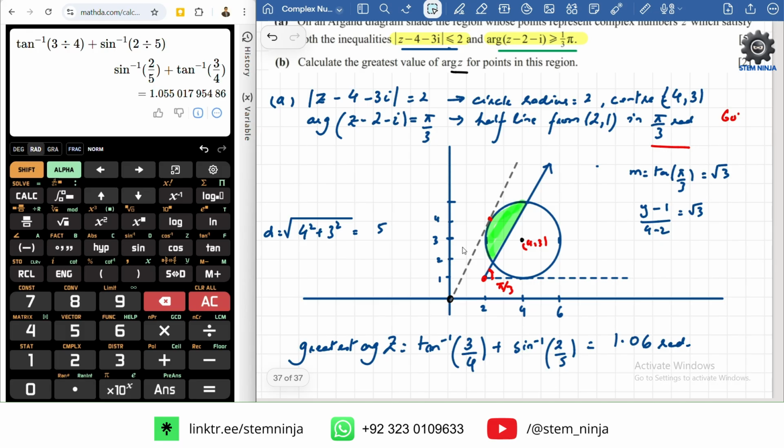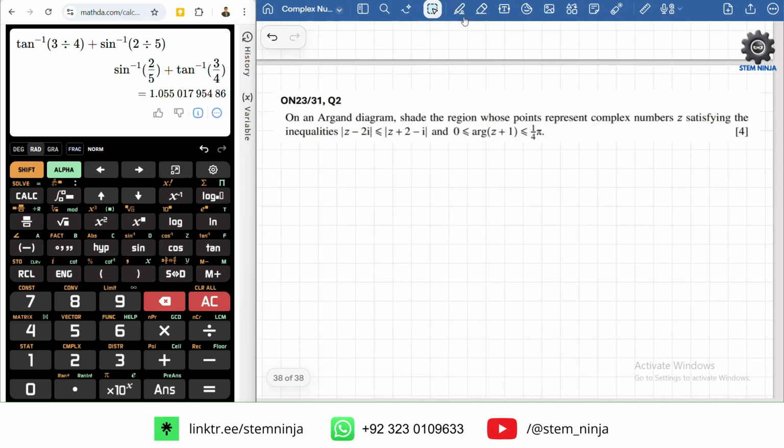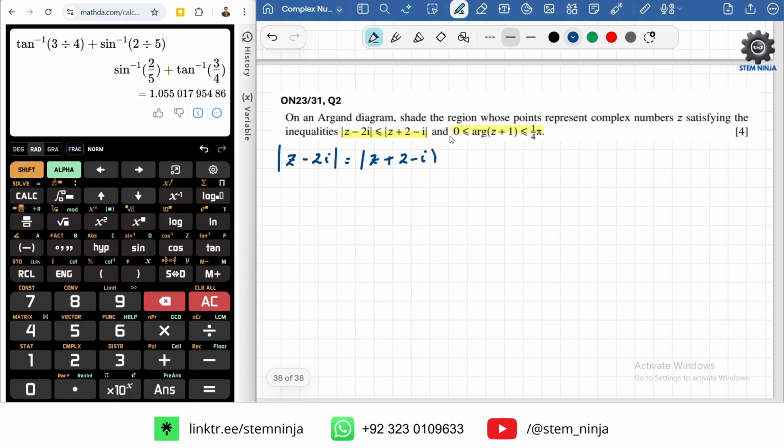Right, that's it. Now, let's try out 1 or 2 more questions. Okay, so let's see this question. On an Argand diagram, shade the region whose points represent complex numbers z satisfying these inequalities, right? So, these ones. This one is a perpendicular bisector between, so modulus z minus 2i equals, notice that I'm using equals just to describe the locus of the line, modulus z plus 2 minus i, sorry.